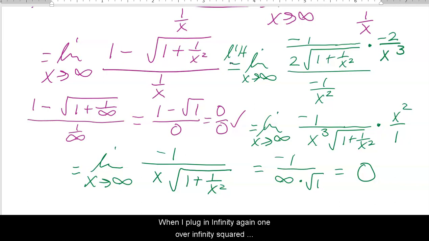When I plug in infinity again, 1 over infinity squared goes to 0, so I get the square root of 1. However, the x also has infinity plugged in, so I get a negative 1 over infinity, which goes to 0. It is not as often to find the infinity minus infinity form, but on occasion we will see it, and you need to know how to handle it.